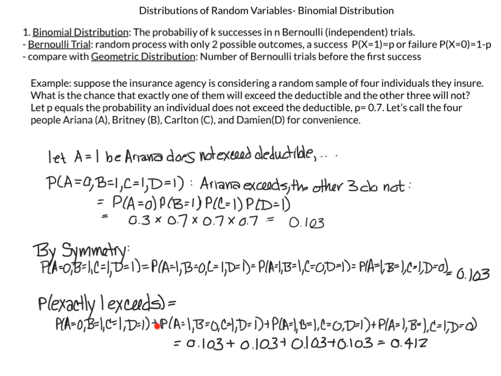Then finishing up, the probability that exactly one succeeds, that's the probability that exactly Ariana succeeds and the other three do not, or, so that we're going to use our probability addition rule, that Brittany exceeds but the other three do not, or Carlton exceeds and the other three do not, or Damien exceeds and the other three do not. So we just add the 0.103 4 times, and our final answer is approximately 41.2%.